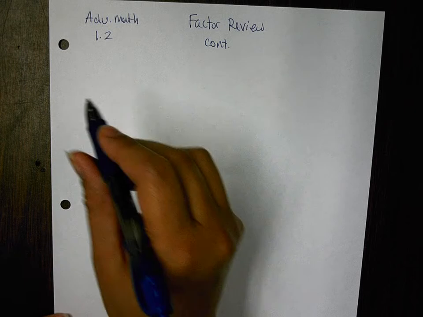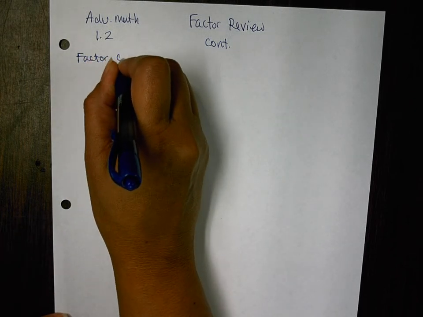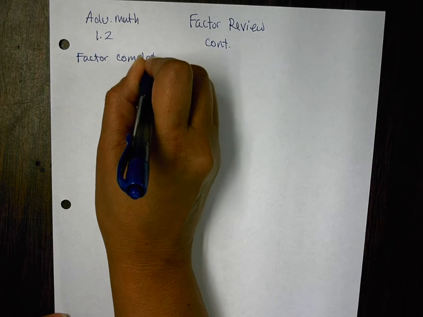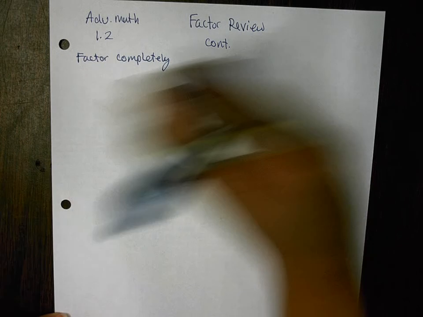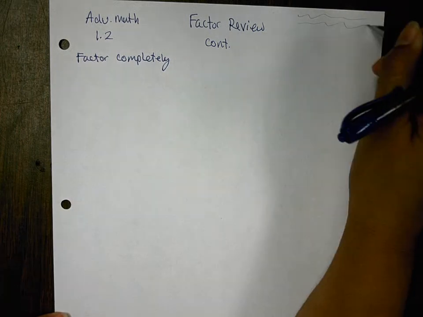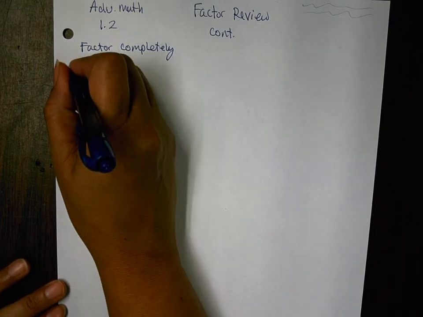Factor review continued. We're going to factor completely. And make sure that you put your name and period up here, so that when you turn it in, it has your name on it. Okay, number 1.